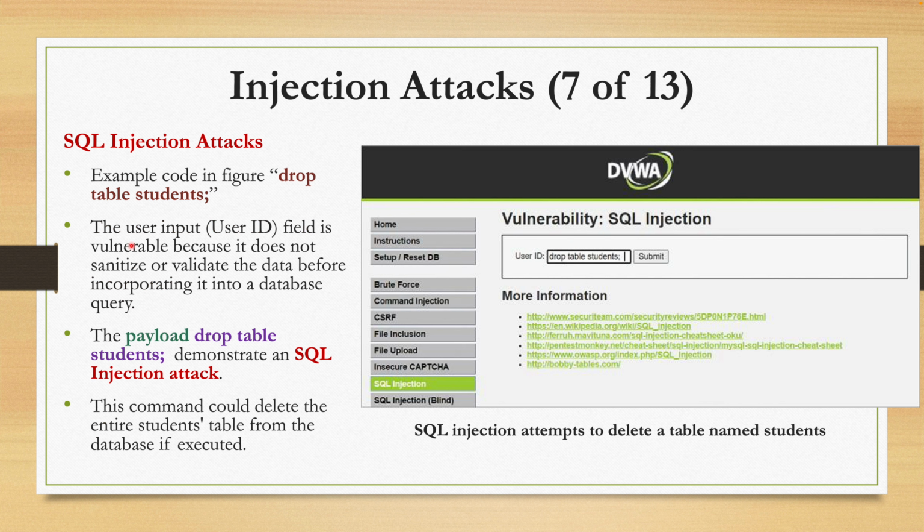Now, example code also here: drop table students, semicolon. The user ID field here is vulnerable because it does not sanitize or validate the data that you're trying to submit before incorporating it into the database. So the payload, drop table students, is a destructive SQL injection attack, which means that it could delete the actual students table from the database if it was executed successfully without input validation.